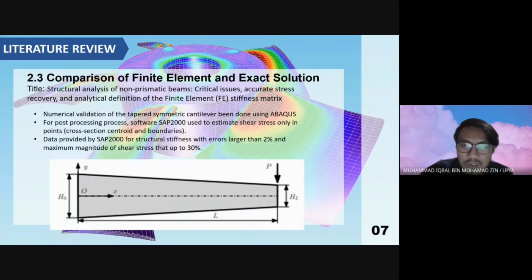Okay, for the next literature review, the subtopic is comparison of finite element and exact solution. We are using the Journal of Structural Analysis of Non-Prismatic Beams. From the journal, it also states the comparison, mostly about the software that we use. Based on the author, for the non-prismatic beam model, stated under tapered symmetric cantilever, the solution uses the finite element software, which is Abaqus.